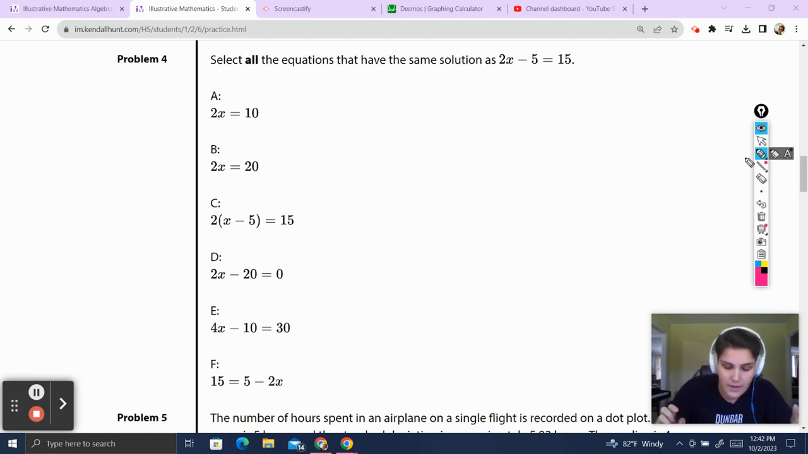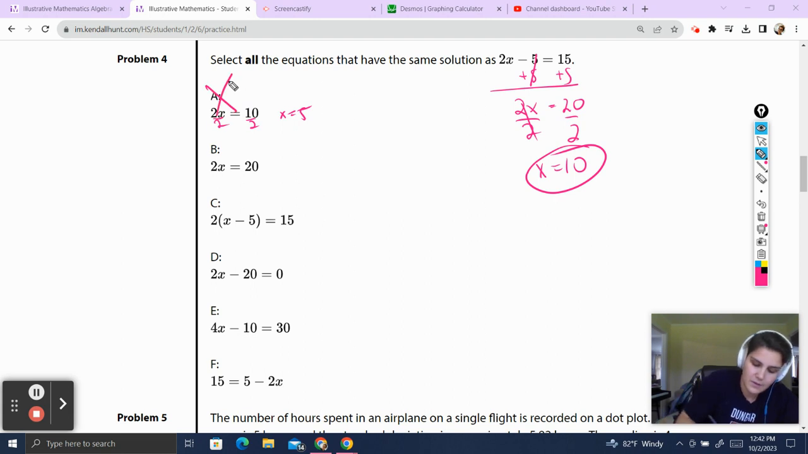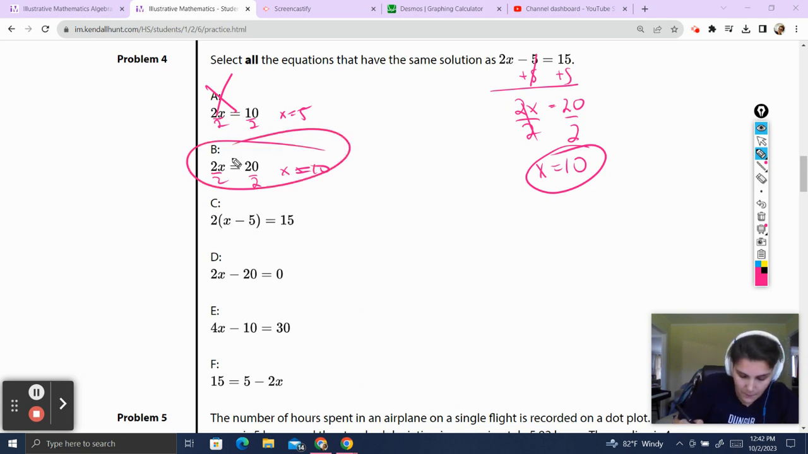Select all the equations that have the same solution as 2x minus 5 is equal to 15. So let's go ahead and solve. We add 5 to both sides. We get 20. We divide by 2. X is equal to 10. So that's what we're looking for. In this case, 2x is equal to 10, which means x is equal to 5. We cross them out. 2x is equal to 20, which gets us x is equal to 10. He is good to go.